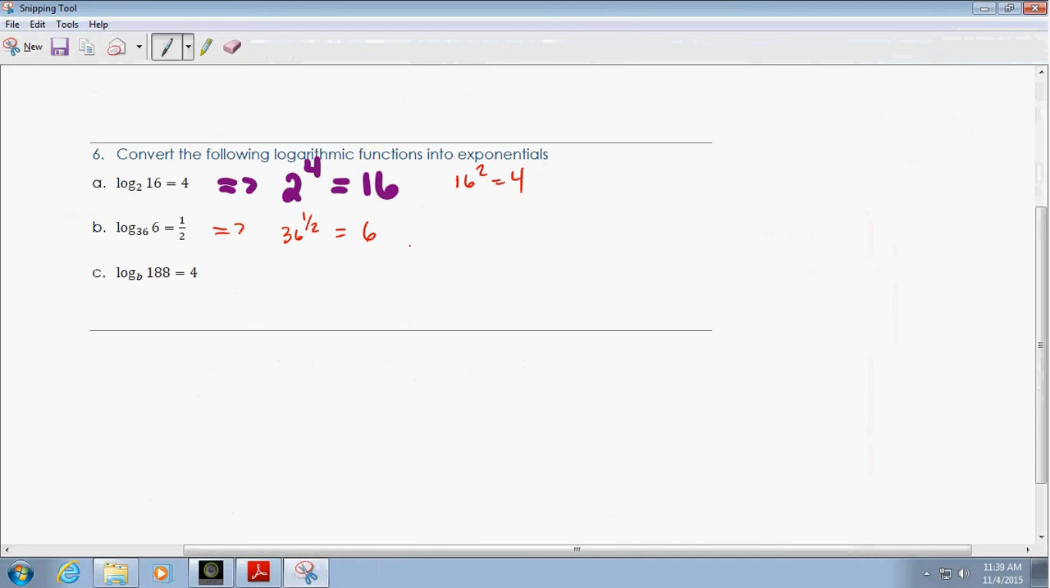Right, that's a square root, right? So the square root of 36 equals 6, so yes. All right, and then the last one. b to the 4th equals 81. Right. Yeah, you take the 4th root.